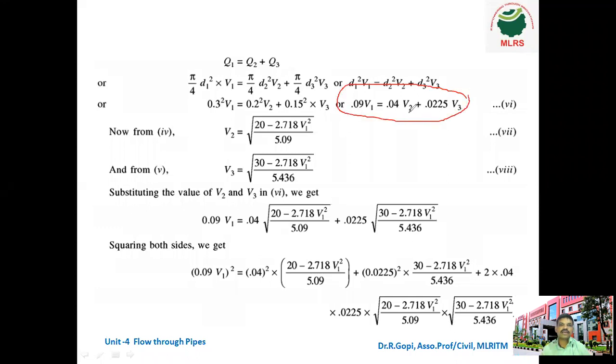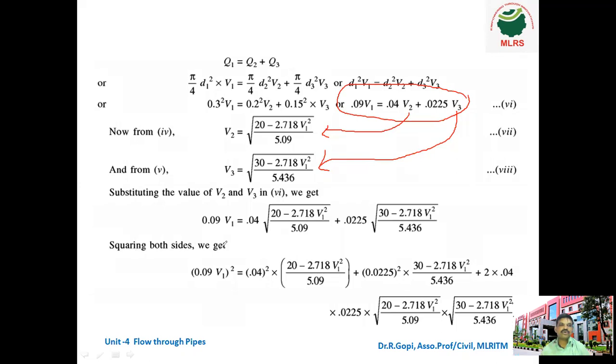Okay, so we calculated V2 in terms of V1, and also we calculated V3 in terms of V1. Substitute these values here. What you got? 0.09 V1 equal to 0.4 into V2 value plus 0.0225 into V3 value, this equation. So what I have to do is square both sides to remove this root.